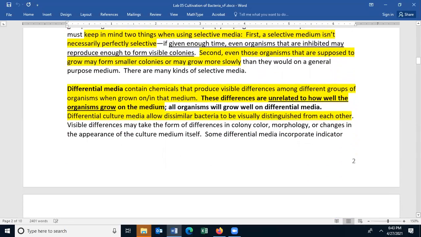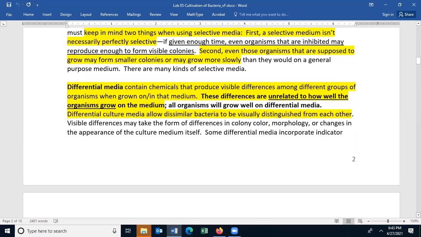All right, differential media is a media that contains chemicals that allow you to see visible differences among groups of different organisms when they're grown on that media. These differences are unrelated to how well the organism grows on the media. Different culture media allow dissimilar bacteria to be visually distinguished from each other, so they will look different on a differential media.